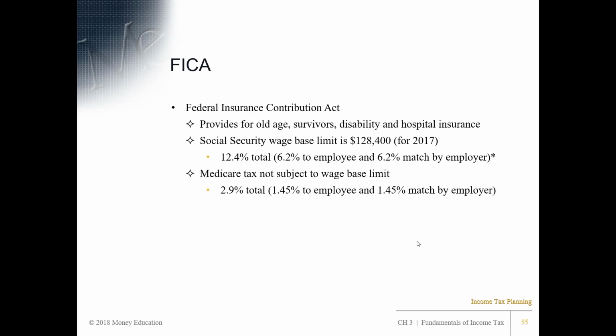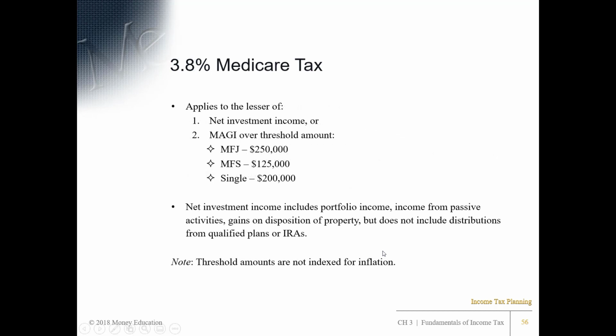The employer pays 6.2% and the employee pays 6.2%. Medicare does not have a maximum wage, so it's on all wages: 1.45% to the employee and 1.45% to the employer. There is an additional 3.8% Medicare tax. This applies to the lesser of net investment income or modified AGI over $250,000 for married filing joint, $125,000 for married filing separate, and $200,000 for single. Net investment income includes portfolio income and income from passive activities, so rental properties, dividends, interest, and gains on the disposal of properties, but does not include distributions from IRAs or qualified plans.